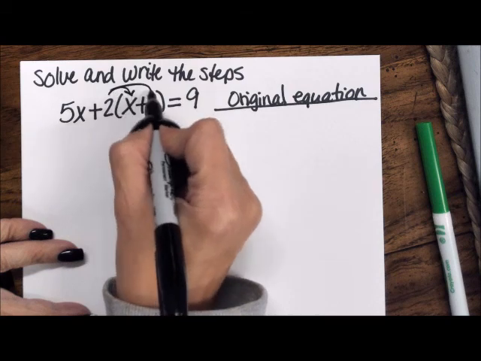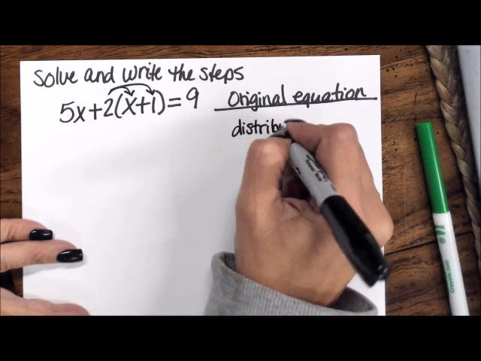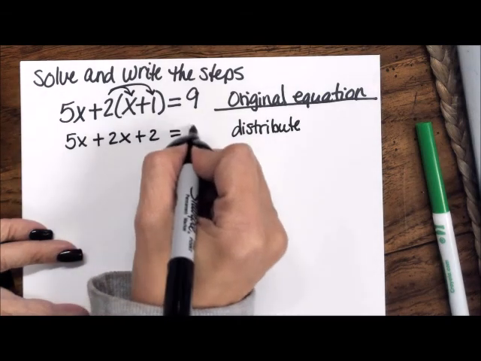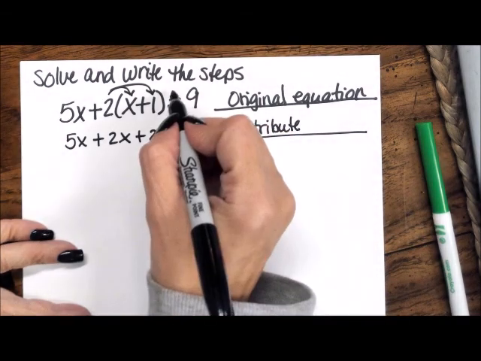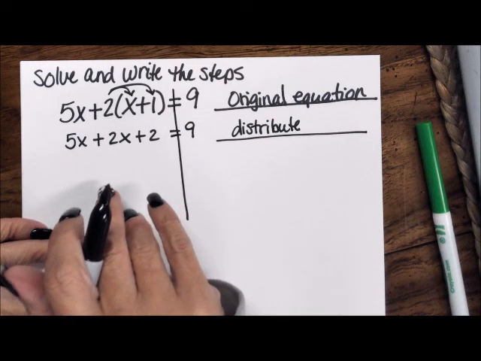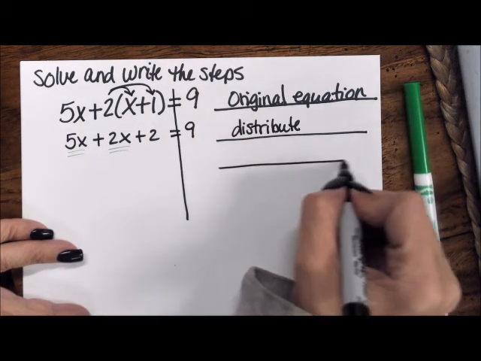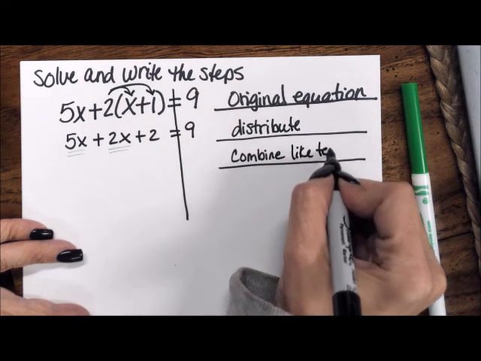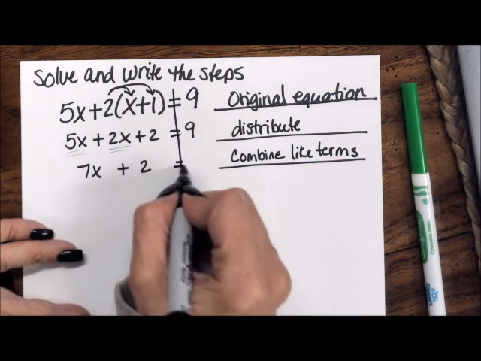So the first thing I need to do is what? What do we call that when we multiply? We're going to say distribute. Okay, so let's actually distribute. 5x plus 2x plus 2 equals 9. Okay, so we distributed. What should we do next? Well, I notice that there's 3 terms on this side, so I'm going to put something together. What can I put together? Yeah, 5 and 2. When you put stuff together, what do we call that? Combine like terms. All right, so let's do that. 5 and 2 give me 7x plus 2 equals 9.